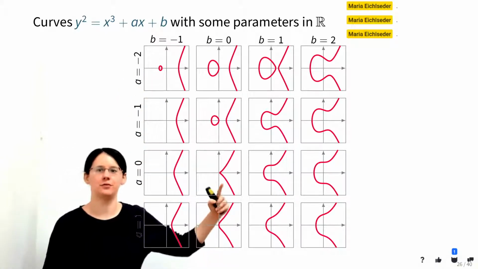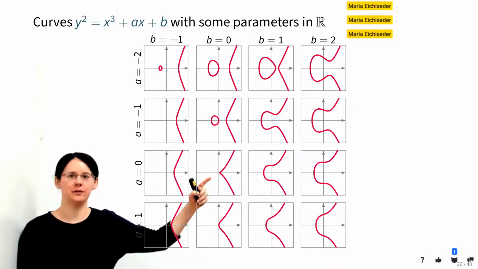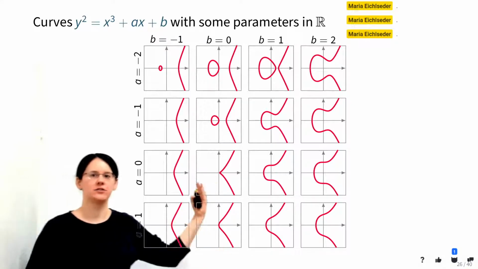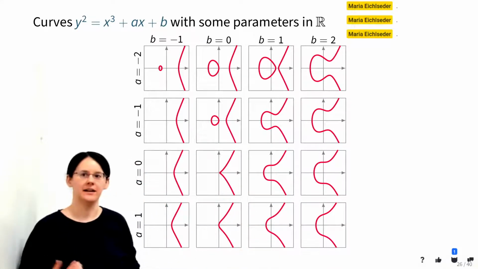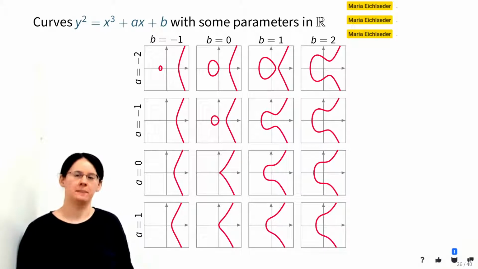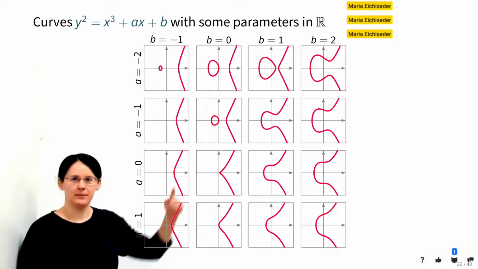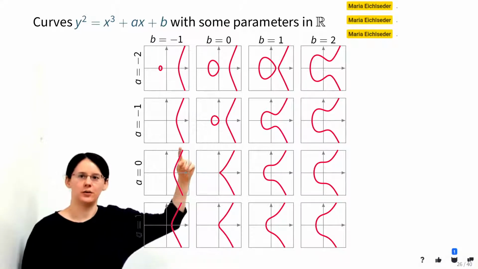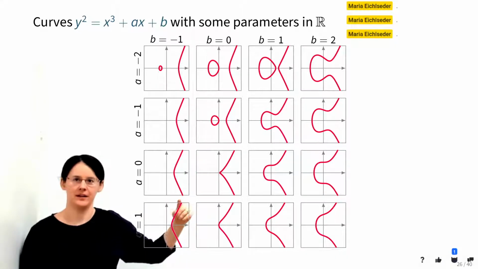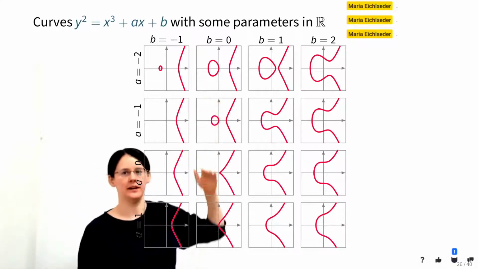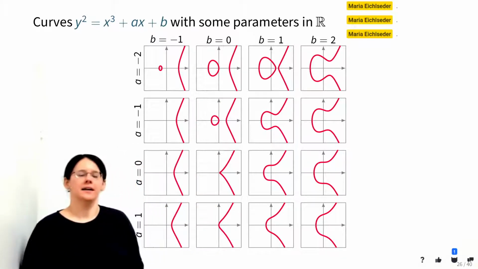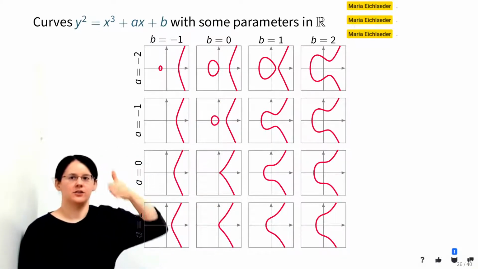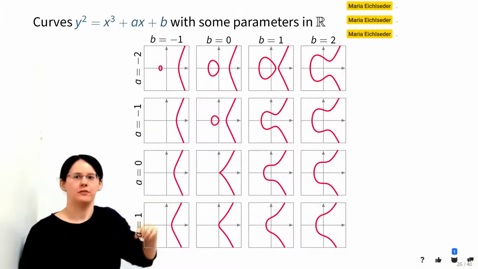So this one here is for A equals 0 and B equals 0, and in this direction or in this direction I'm increasing either one of the numbers. You will notice that there is something in common to all of these. I had to cut them all off here at the top right and the bottom right, because they would continue infinitely far in this direction. So they all have this general slight curve form.